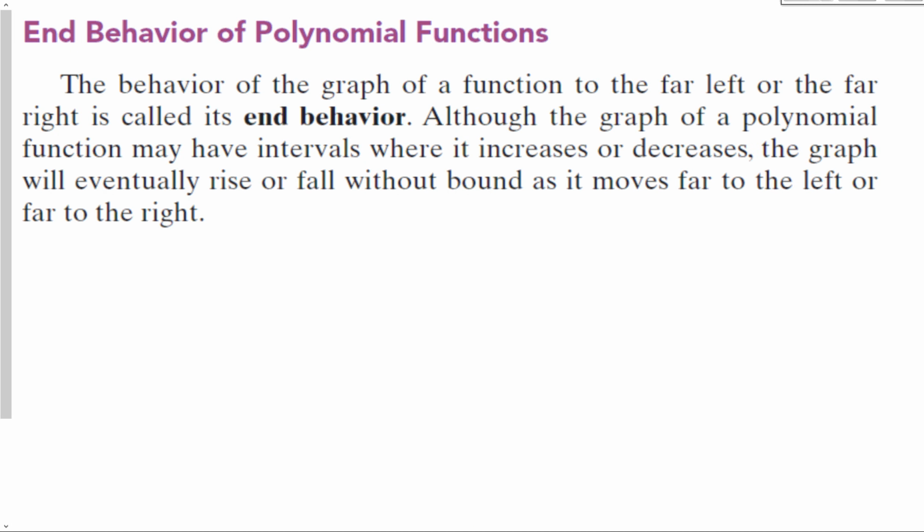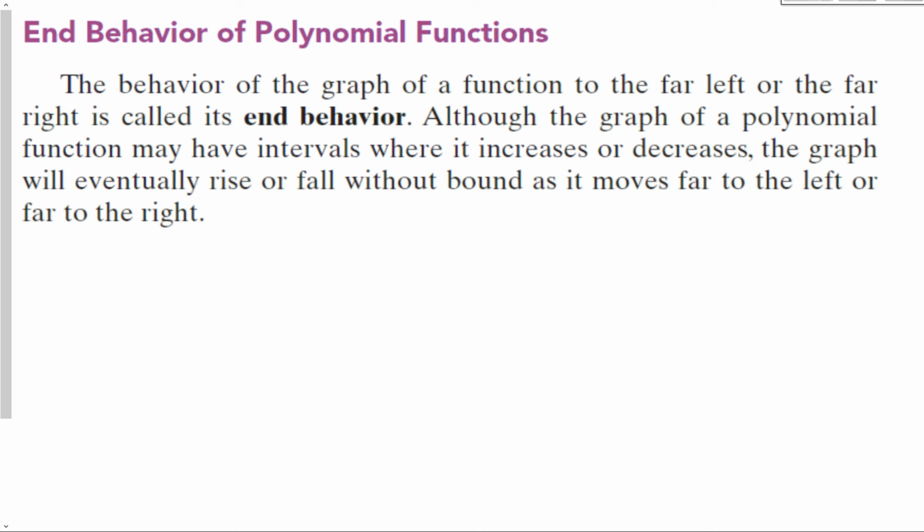So, end behavior. The end behavior of a graph of a function is what happens to the far left or the far right. Although the graph of a polynomial function may have intervals where it increases or decreases, the graph eventually will rise or fall without bound as it moves to the far left or the far right. And this is true for any polynomial function, right? As we go further to the right, eventually it might do a couple turns, it might jump up and down in between, but eventually it's going to either go up or down. That's one of the properties of polynomial functions.